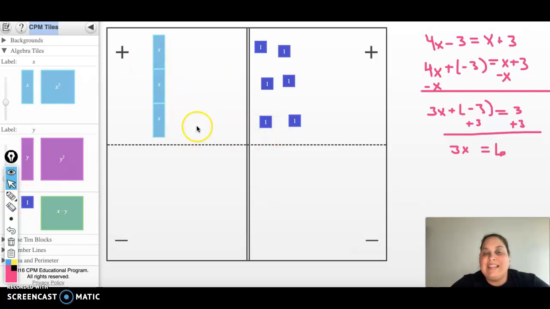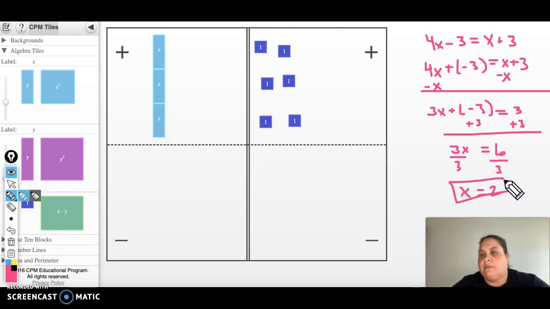So I divided them into groups. So think about the same thing as over here. I can divide these into 3 groups, and I will have 6 divided by 3, which is 2. And that's my final answer. That is our first problem.